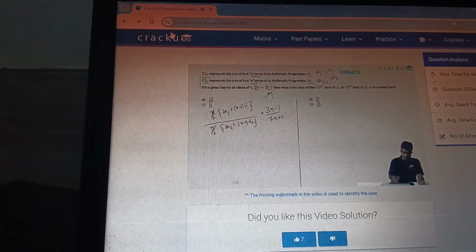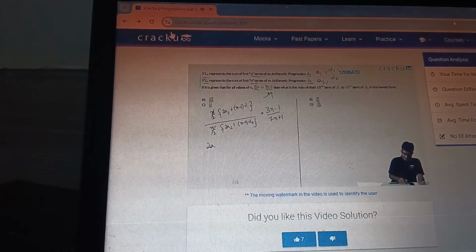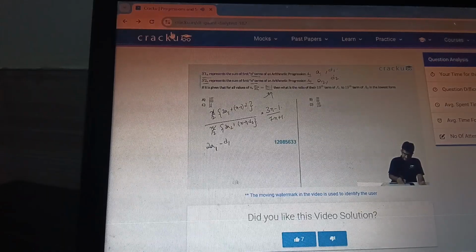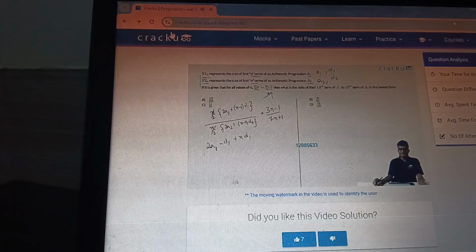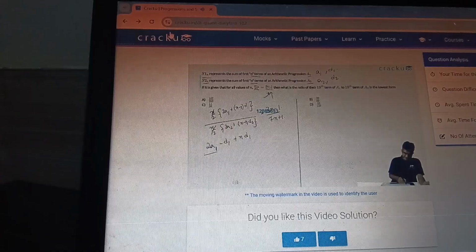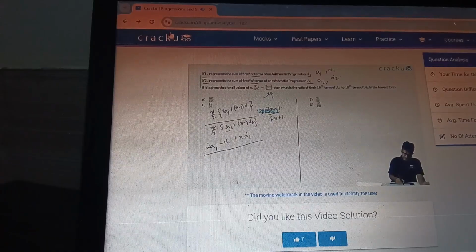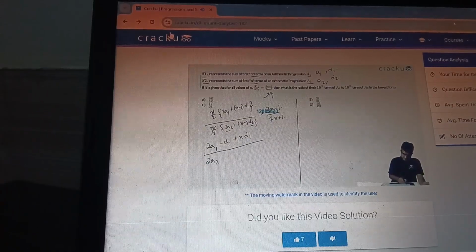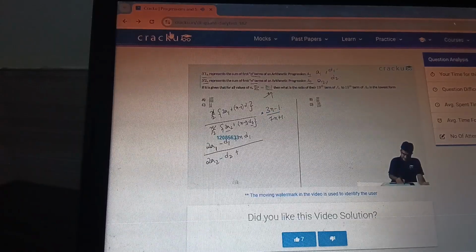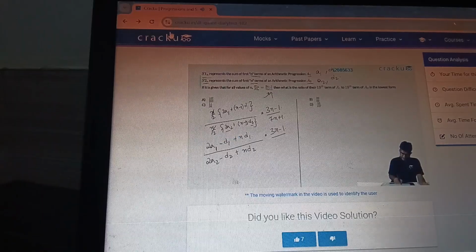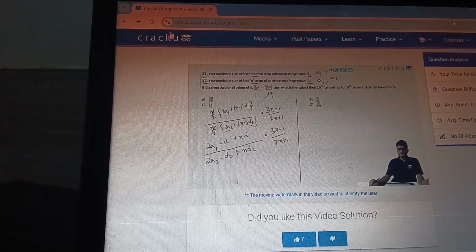So the simple ratio will be 2a1 minus d1 plus n times d1. We have just segregated the terms which have a coefficient with n and the constant terms. Similarly, in the denominator we will have 2a2 minus d2 plus n d2. This we are told is equal to (3n minus 1) divided by (7n plus 1). And this is true for all the values of n.